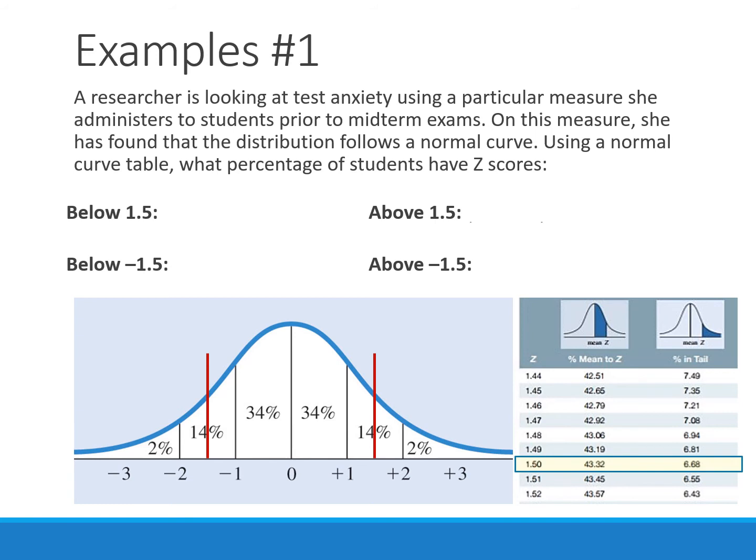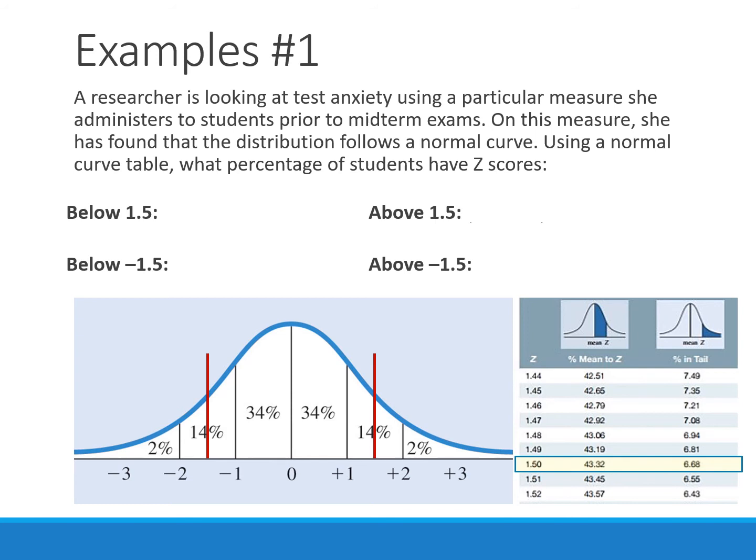Okay. Now let's talk about how we might do other examples. We were using the score and having to change it to a z-score. Now let's just look at it with just a z-score. Another test. A researcher is looking at test anxiety using a particular measure she administers to students prior to midterm exams.